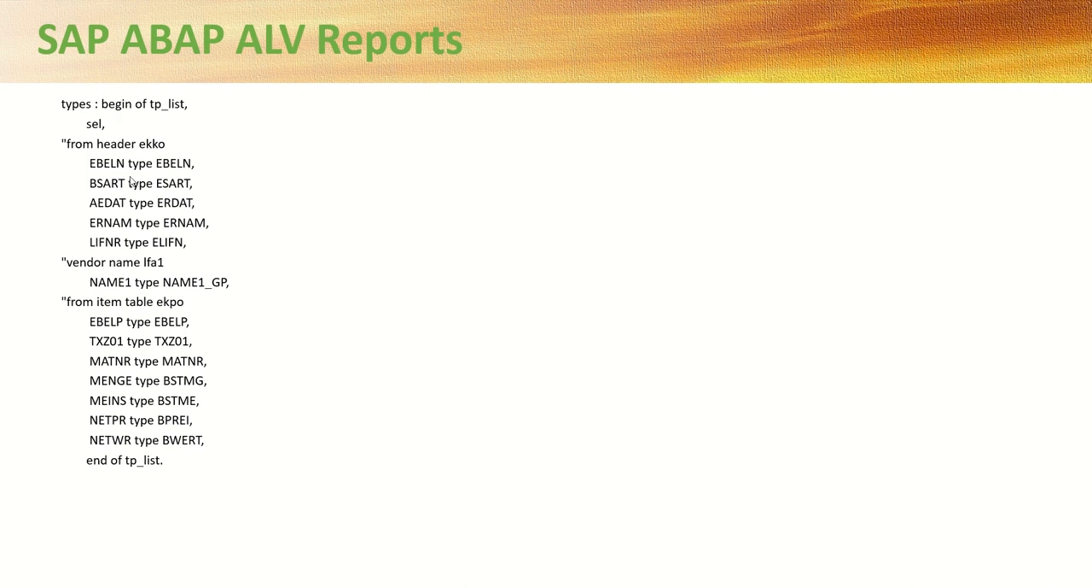Here I have made a list of fields which I require for my report, like EBELN, which is the purchase order number, BSART, document type, AEDAT date, ERNAM. Like this, I have mentioned some fields from the header table EKKO, vendor name from LFA1, and line item details from the EKPO table. Okay, so we'll log into the SAP system and create a report for this.